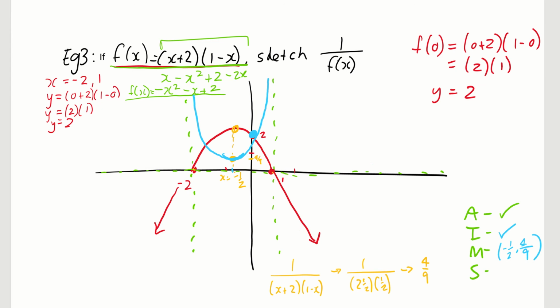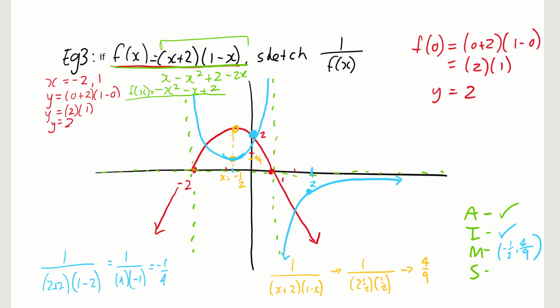What can I do? S stands for sub in a point. Let's pick the number 2. If I sub in the number 2, I'm going to see where my reciprocal function lies. So 1 over (2 plus 2)(1 minus 2). 1 over 4 times -1 gives me -1/4 as my answer. So when I sub in 2, I get -1/4, which is somewhere down here, which tells me that this will be the nature of my reciprocal.